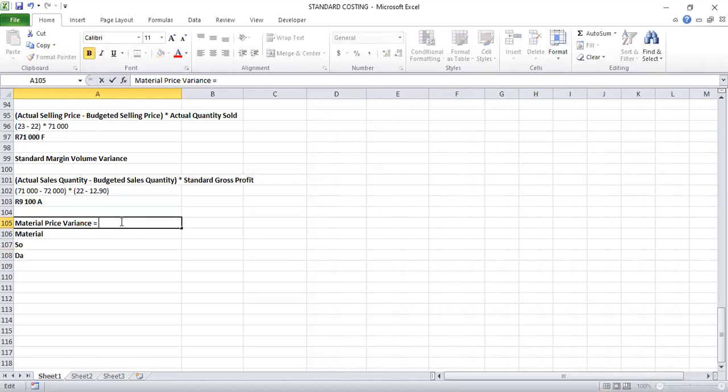Remember that this one is equal to standard price minus actual price, multiplied by actual quantity purchased. Please note that in this formula, we don't use the actual quantity used in the production process. We use the actual quantity purchased. As long as they are keeping inventory, our materials used in production can be different from the ones purchased.